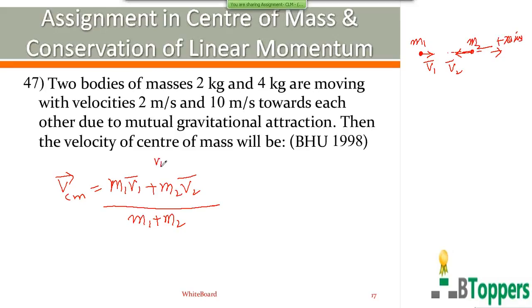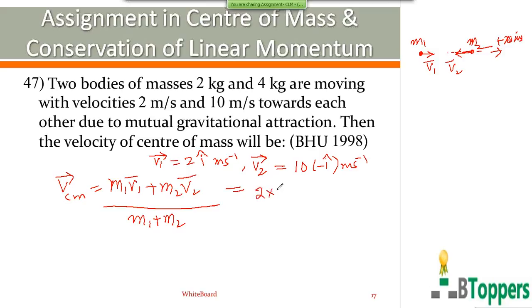That means V1 bar in vector form, you can write 2 meter per second into I cap, or 2 I cap meter per second. I cap is the unit vector along the positive x-axis. As I discussed in vectors, any vector can be written as the product of its magnitude and a unit vector in the same direction. V2 bar is the velocity vector directed towards the left side, in the negative direction of the x-axis. That you can write as 10 into minus I cap meter per second.